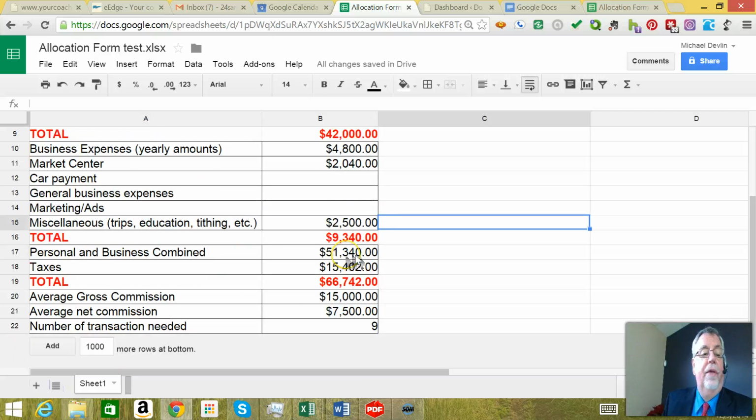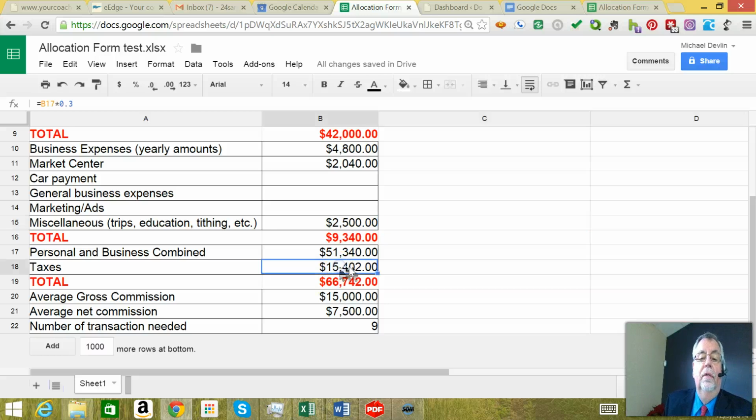It's added together that our personal and business expenses combined, including living and business, is $51,340. For taxes, well, that equals this. My recommendation would be times 0.30 to use 30%. I had it right.